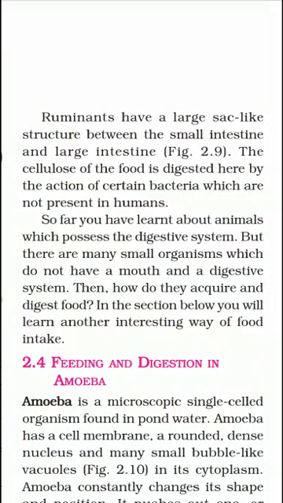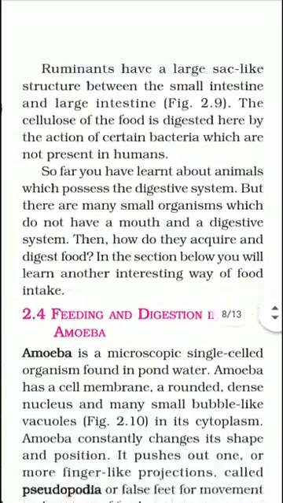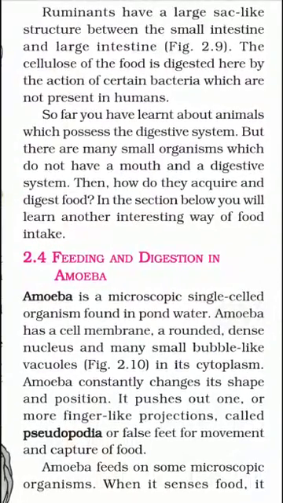Now, we will study feeding in a microscopic organism like amoeba, a single-celled organism. Amoeba is a microscopic single-celled organism found in pond water. Amoeba is a membrane-bound structure, and it has a dense nucleus and many small bubble-like vacuoles in its cytoplasm. Amoeba constantly changes its shape and position because of its finger-like projections called pseudopodia. These pseudopodia are also helpful to take in food.